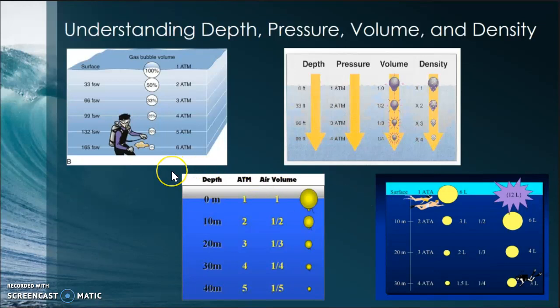The first and most simple image shows a diver at 165 feet of salt water. It shows the surface of the water and shows what happens in 33 feet intervals. The reason for the 33 feet intervals is that the entire atmosphere places a pressure of 14.7 pounds per square inch on the body or anything else. We call that an atmosphere.